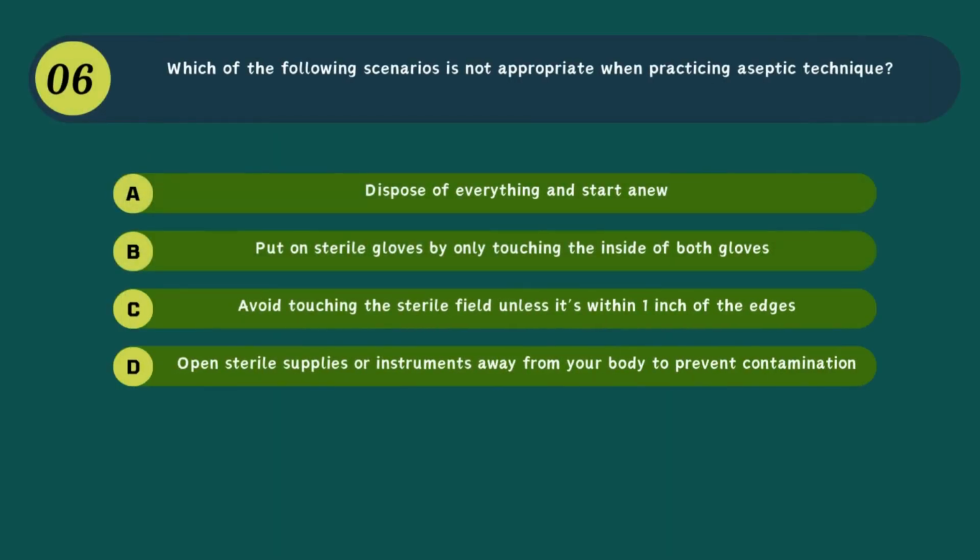Question 6. Which of the following scenarios is not appropriate when practicing aseptic technique? A. Dispose of everything and start anew. B. Put on sterile gloves by only touching the inside of both gloves. C. Avoid touching the sterile field unless it's within 1 inch of the edges. D. Open sterile supplies or instruments away from your body to prevent contamination.